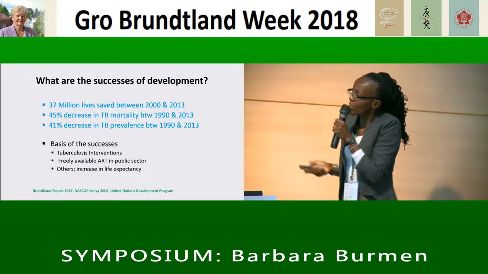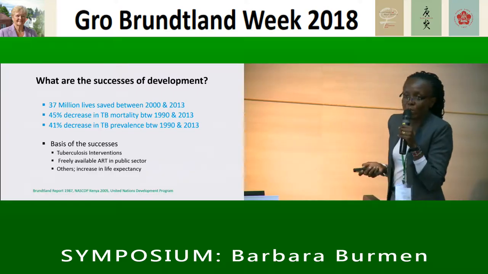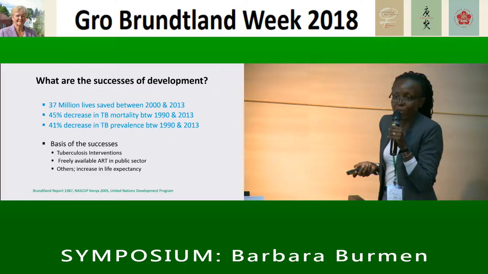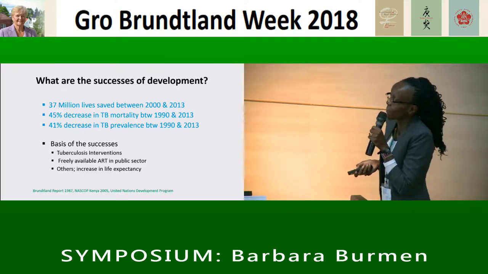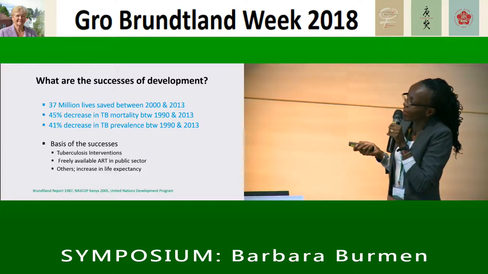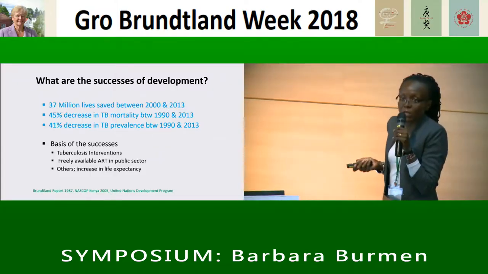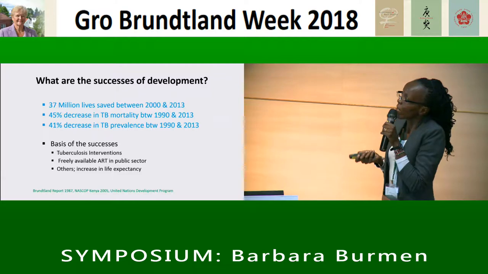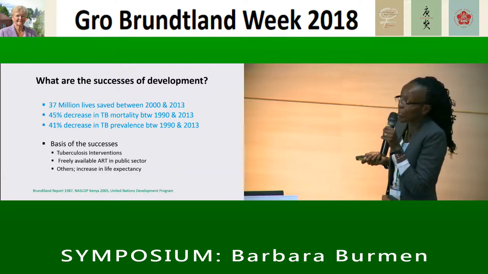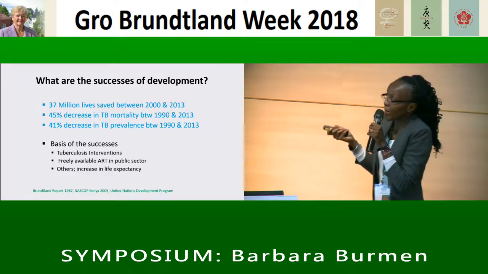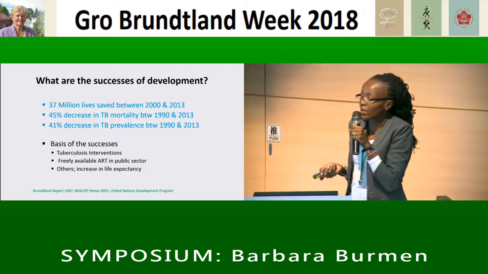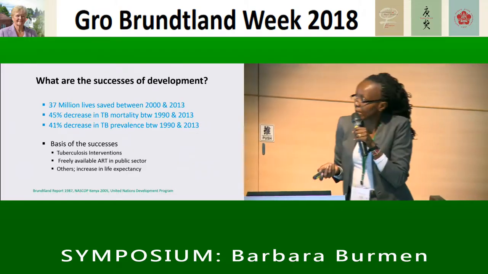So we switch a bit and we say, what are the successes of development over time? Some of this is from the Brundtland report of 1987. I know it looks like a long time ago, but they still make sense. Between 2000 and 2013, 37 million lives have been saved from TB interventions. And between 1990 and 2013, there's a 45% decrease in TB mortality. This is worldwide, yeah? And a 41% decrease in TB prevalence. And the basis of this success are interventions for TB, which we'll look at.